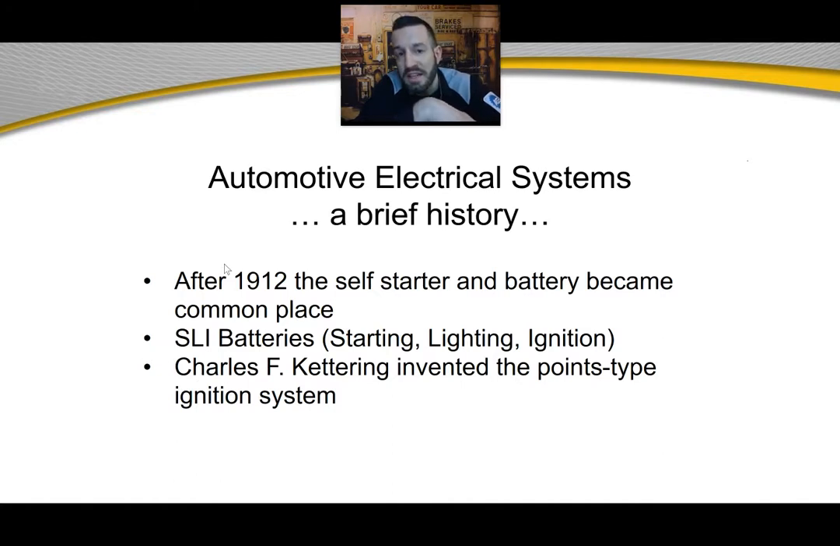The points type ignition system. I'm not going to get too much into ignition systems until we talk about electromagnetism, and then further when we talk about ignition systems in the energy performance classes. But I want you to just think about this for a second. You have a battery that's 12 volts. 12 volts isn't a lot, right? You ever stick a 9-volt battery on your tongue? 12 volts isn't really that much more, okay?